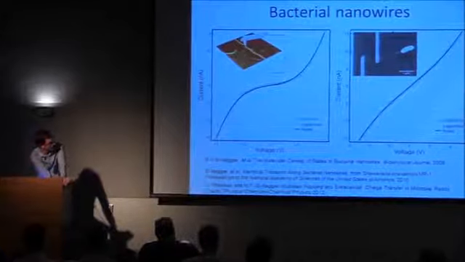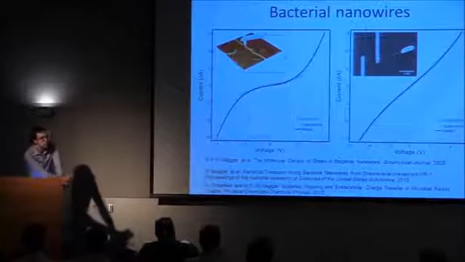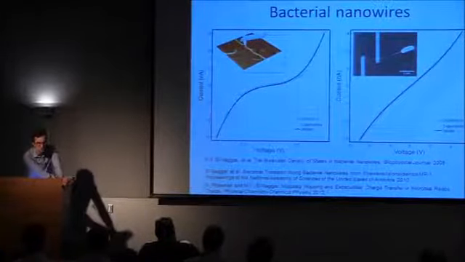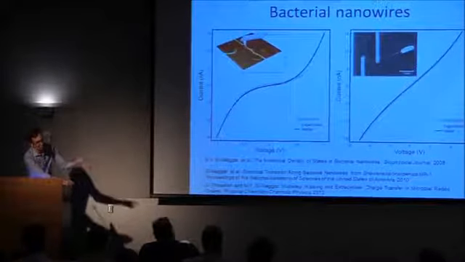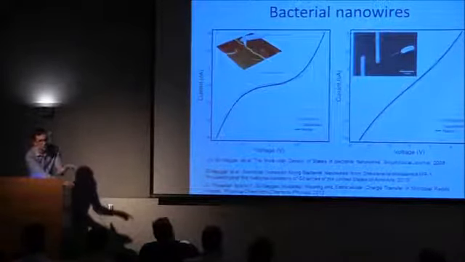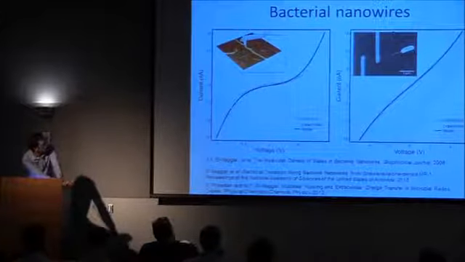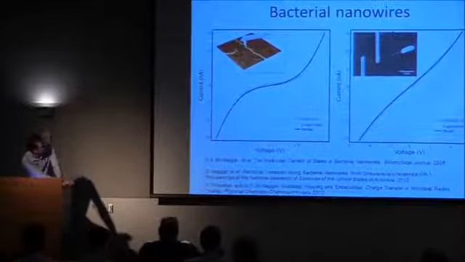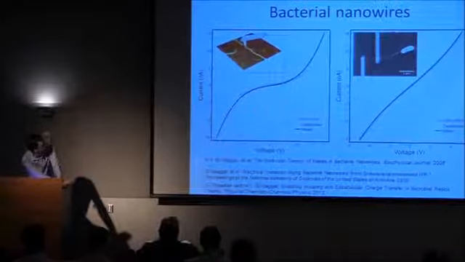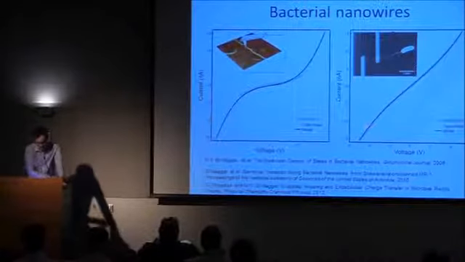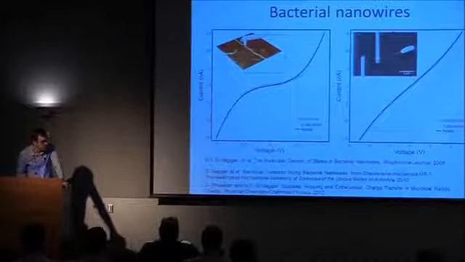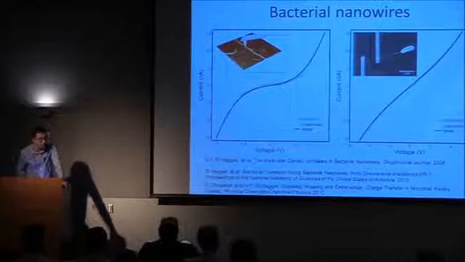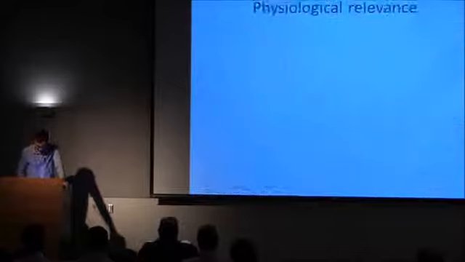Based on the multi-step hopping model, which assumes that there's a chain of multi-heme cytochromes along the length of the nanowire, and there's multi-step hopping between the heme groups within these cytochromes, we can see a pretty good match with the experimental results in both of these measurements. So that showed that multi-step hopping looks like a promising mechanism in this case.